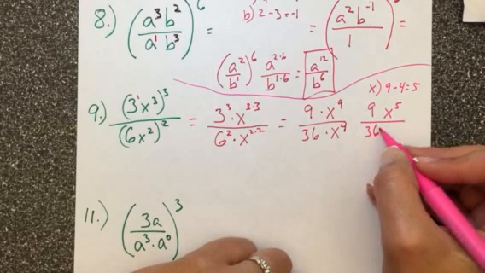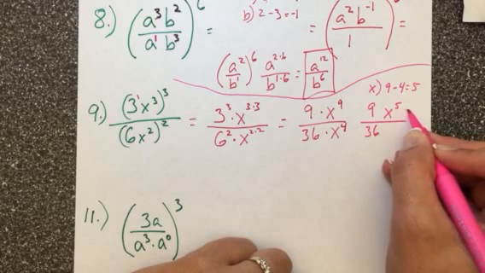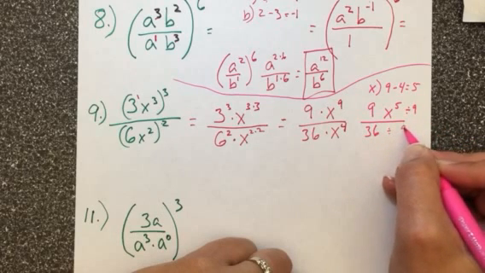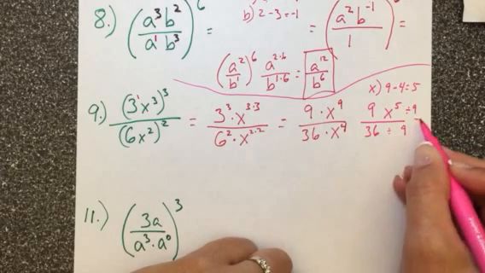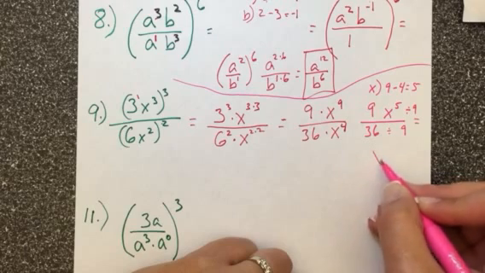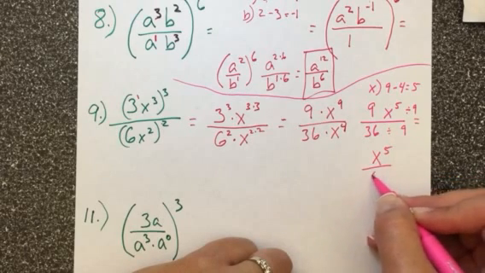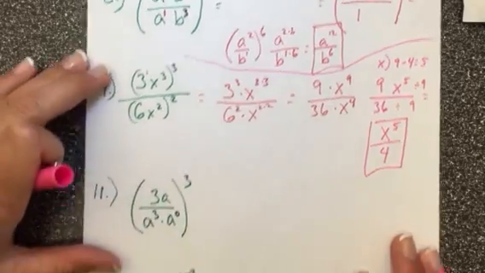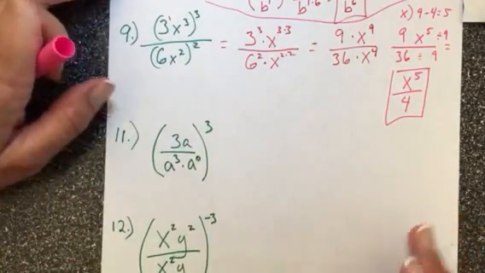I can simplify this by dividing top and bottom by 9. And I get x to the 5th over 4. And that's my answer.